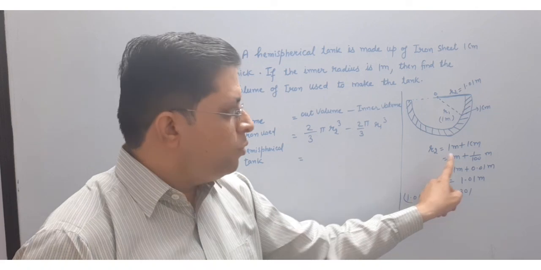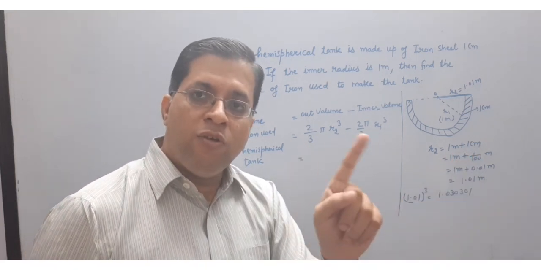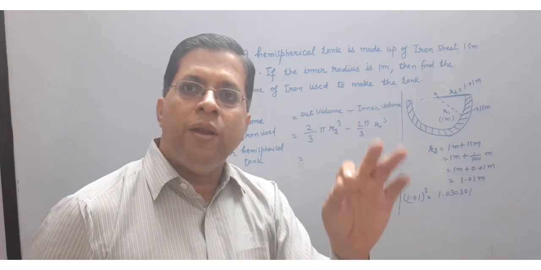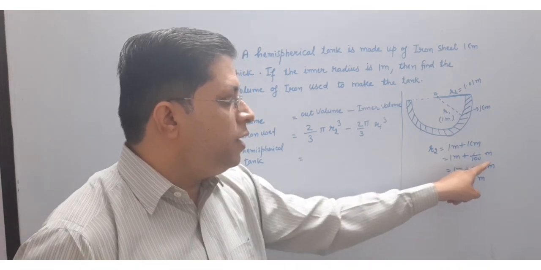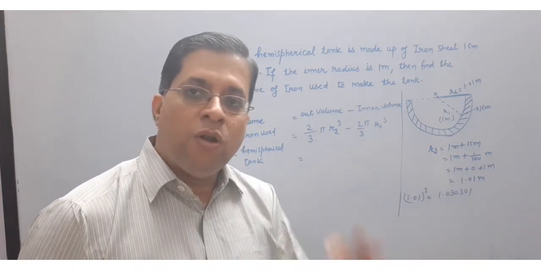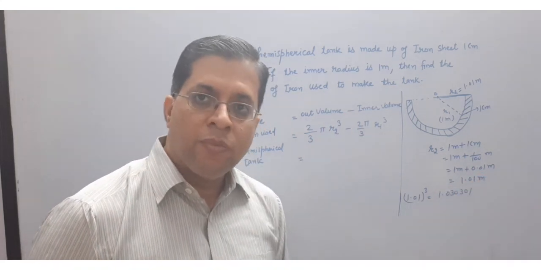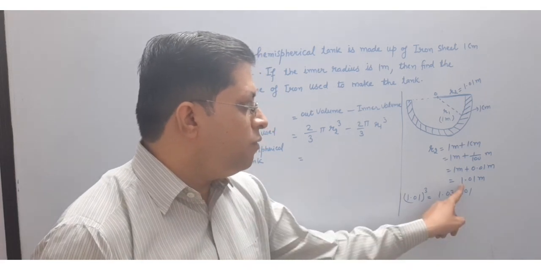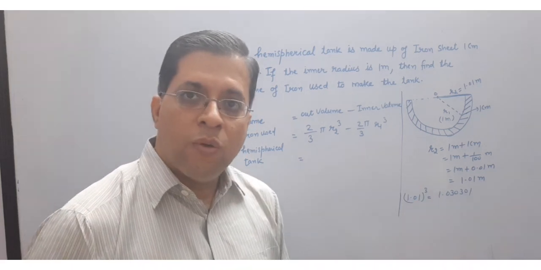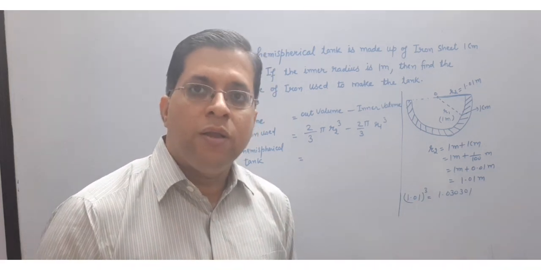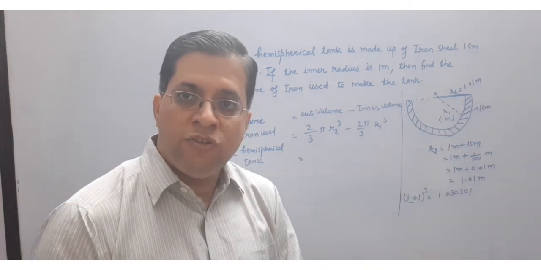Then what will be R2? Inner radius plus thickness. Thickness is 1 centimeter, because it is given you 1 meter, no? So convert 1 centimeter into meter by dividing by 100. So this is 1 upon 100 meter. 1 upon 100, what can we write in decimals? This is 0.01 meter. Then if you add, then what will be? 1.01 meter. This is your R2. Okay, R1 and R2 we got, and we have to find the volume of iron sheet.